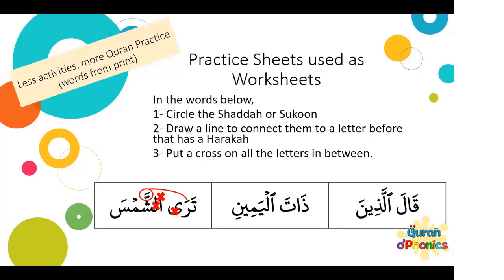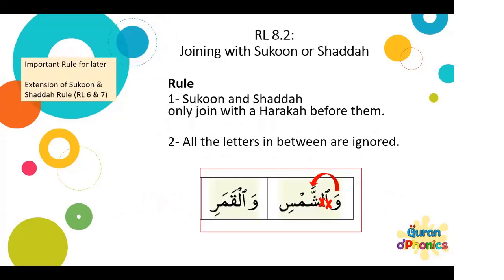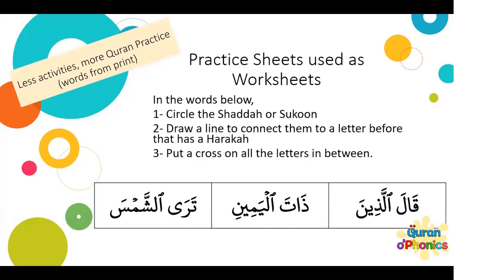So this is reading level 8.2, joining with sukoon and or shadda. Once the child has done this, if they've had enough practice and if they've mastered the rules up till here, they are ready to begin reading from the big Holy Quran. Of course, there are many more rules which will be introduced to them as they read, and the teacher pauses and introduces rules to them. But they can read. They won't get stuck very often.